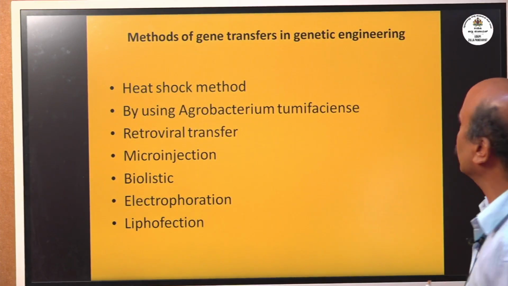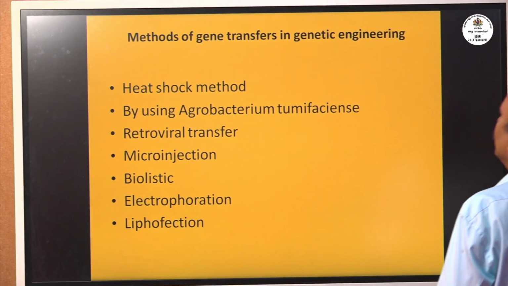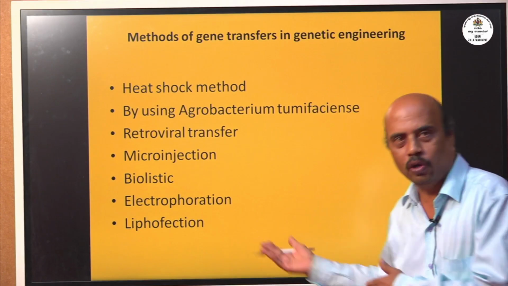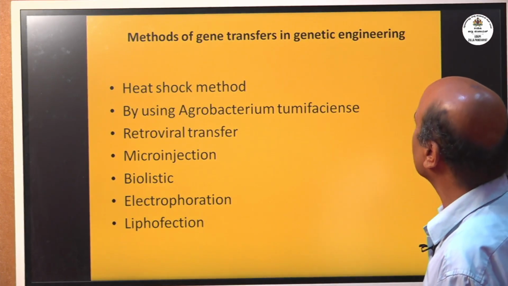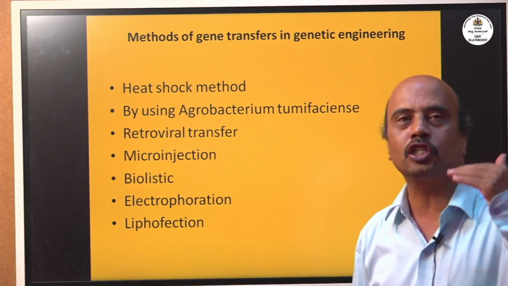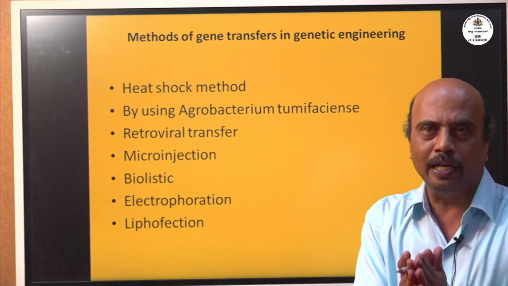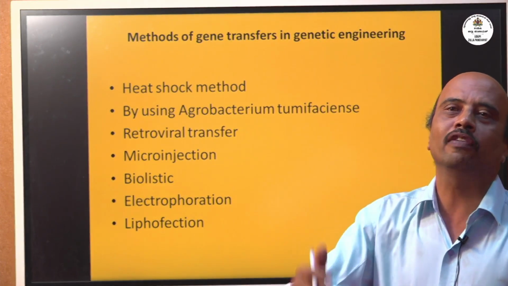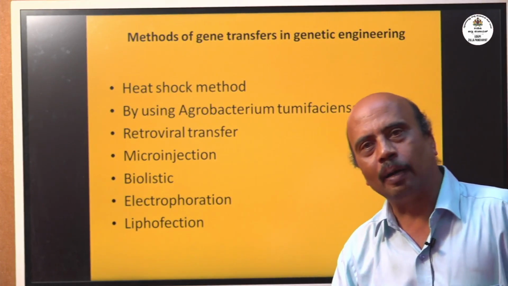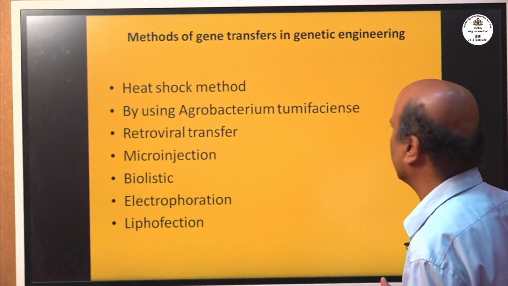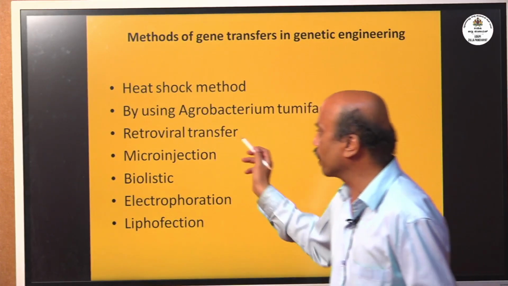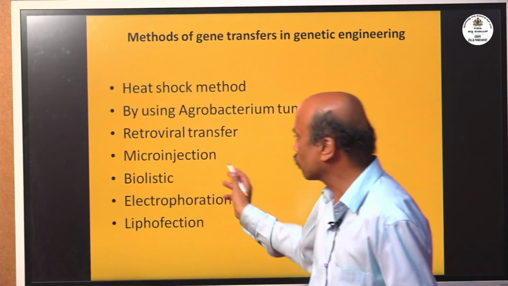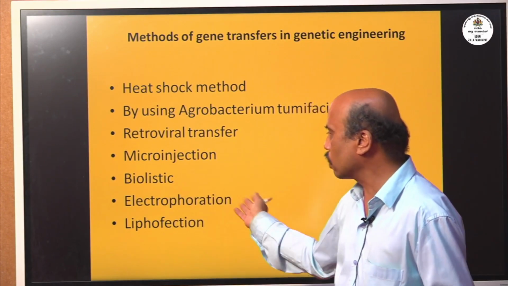Before going to the next question, see, there are different methods. I just told, once again recall that one. Methods of gene transfer in genetic engineering. One is the heat shock method. This is preferably suitable to deliver the desired gene into the bacterial cell. Second, by using Agrobacterium tumefaciens. Third one is retroviral transfer. Fourth one is microinjection, biolistic, electroporation, liposuction.